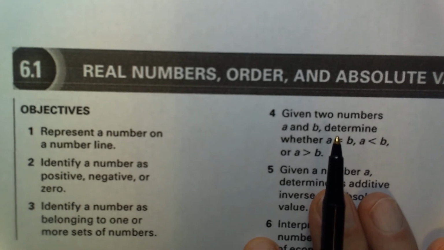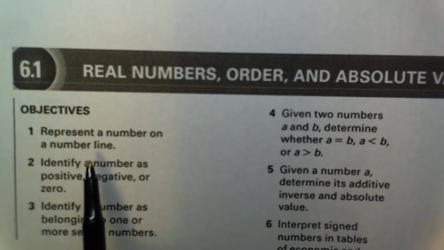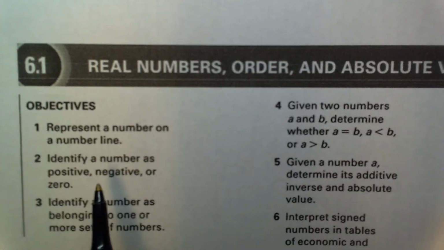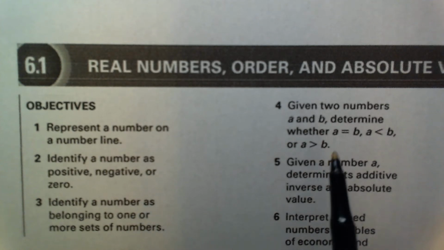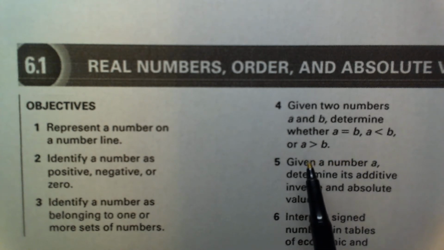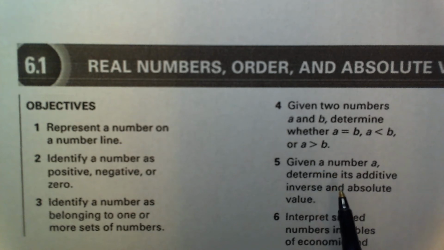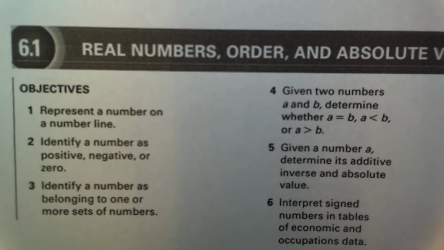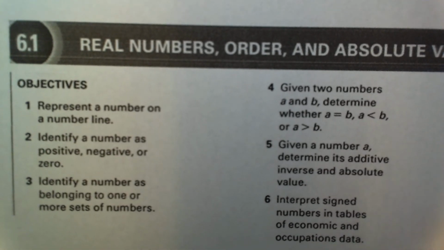So here we have 6 objectives: to represent a number on the number line, identify a number as positive, negative, or 0, identify numbers as belonging to one or more sets of numbers, and then given 2 numbers, A and B, determine whether A is equal to B, or A is less than B, or A is greater than B. Then number 5 is, given a number A, determine its additive inverse and absolute value, and then we're going to interpret signed numbers in tables and using economic and occupational data.